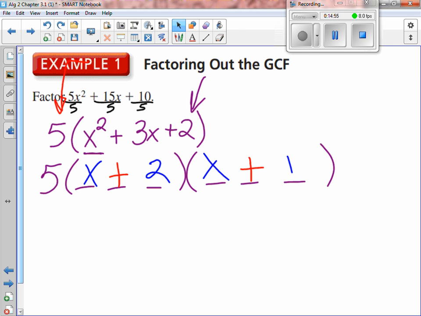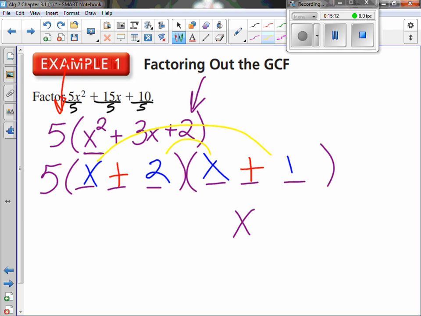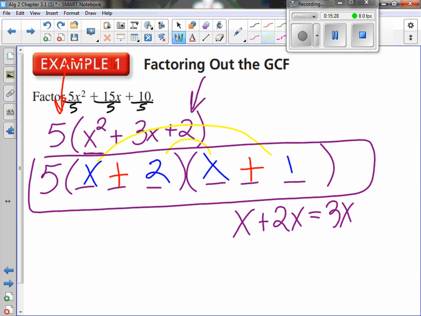So when I check it, what I'm going to do is something particular. I'm going to do these and these. So I'm just going to do x times 1, the outer, and the middle 2. X times 1 is x, yes? 2 times x is plus 2x. What is x plus 2x? Is that the correct middle term? Yes. So this is factored.